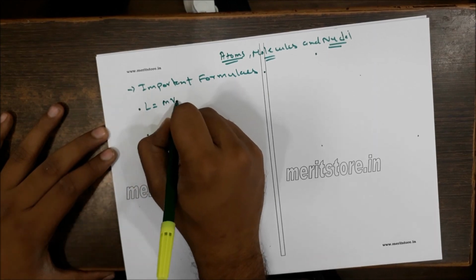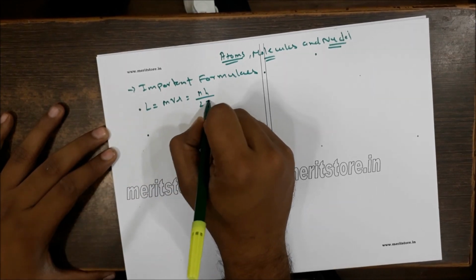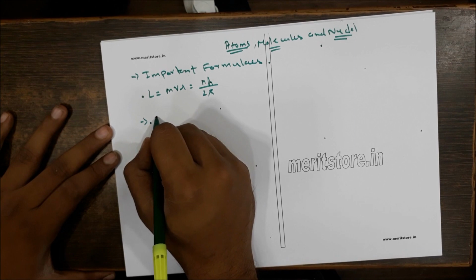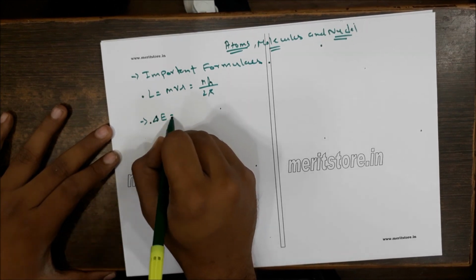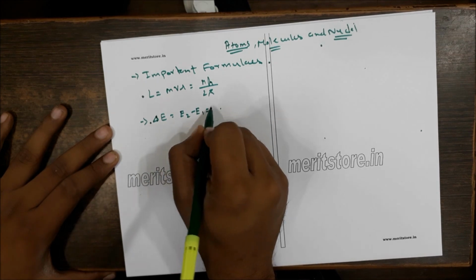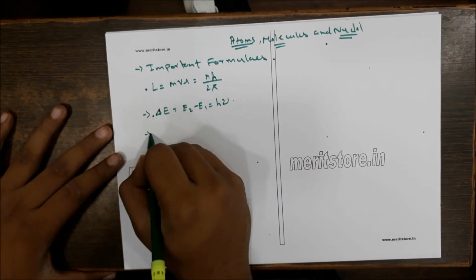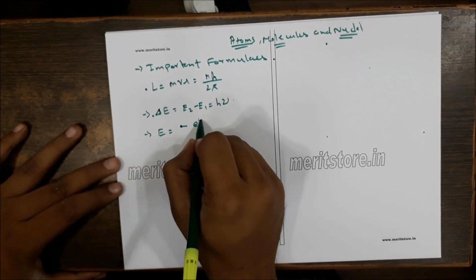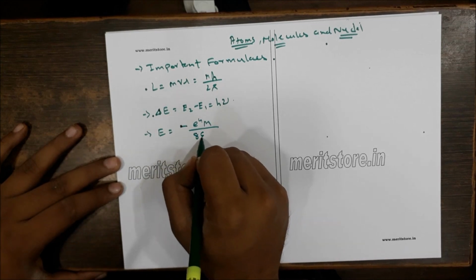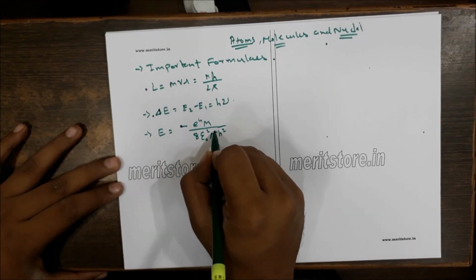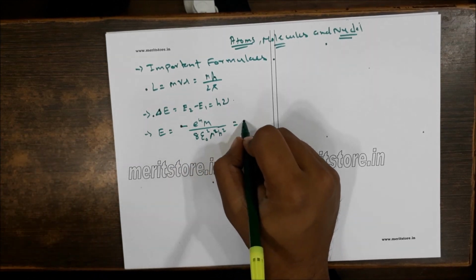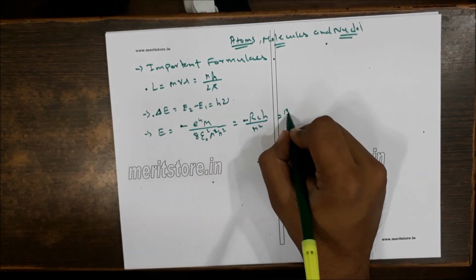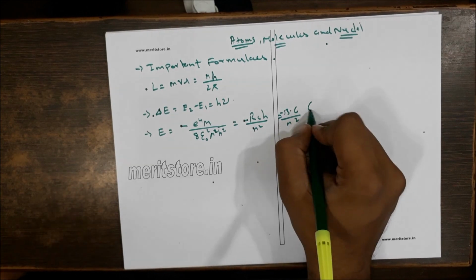Angular momentum is given as mvr, which is nh upon 2 pi. Energy difference between two successive energy levels, that is delta E, is E2 minus E1, which is h nu. Energy of nth Bohr's orbit, we all know this formula, E is equal to minus me to the power 4 upon 8 epsilon naught square n square h square. It can be given as minus Rch upon n square, which is 13.6 upon n square electron volt.